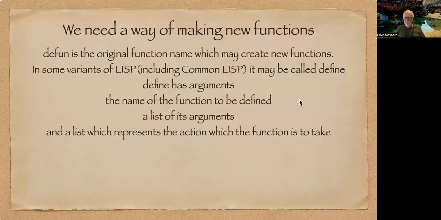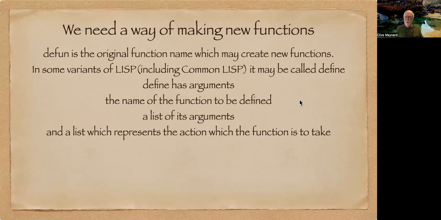Well, the word for doing this, the function, if you like, to make functions was called defun. But within the variations of Lisp it became define, and so in general now we consider the function define, and it has arguments. The first argument is the name of the function which you're defining, and the second is the list of its arguments, and then a list which represents the action which the function is to take.